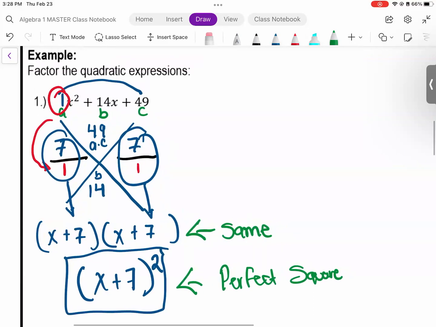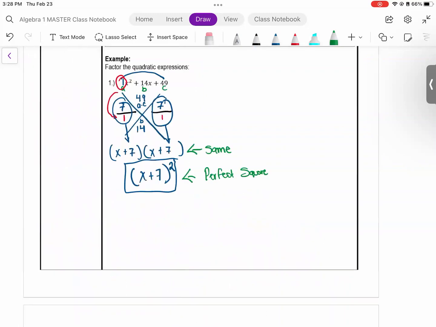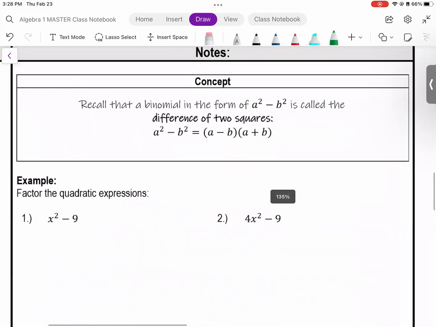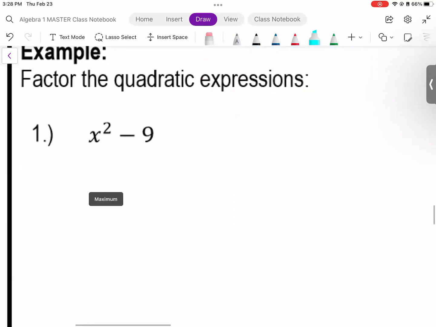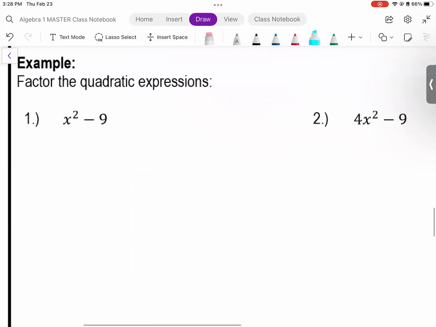Now go ahead and turn the page over. Now we're going to do difference of two squares, which again follows a pattern, and you might remember this from multiplying polynomials. But let's just say I'm doing question number 1. Okay. So question number 1, if you notice, there's something missing because we have ax squared plus bx plus c.